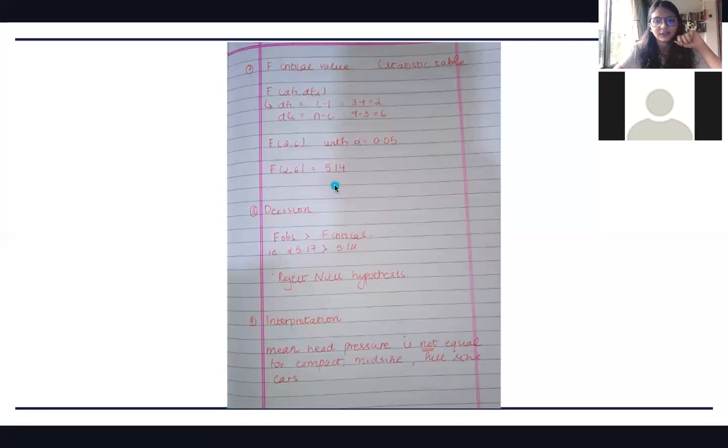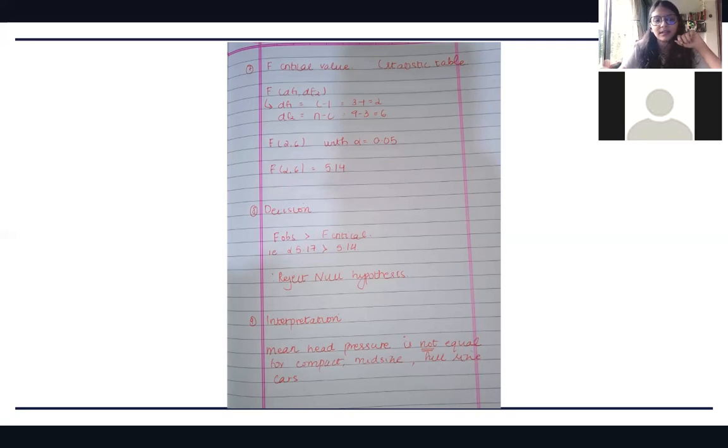Now comes the decision. As we know, the F calculated, the F statistic for us, is greater than our F critical. So that is why we reject the null hypothesis. Right. Whenever your F statistic is greater than your F critical, you will be rejecting the null hypothesis. Right. So when you're rejecting the null hypothesis, what does it mean? That your mean is not equal for all, your mean is not equal, right?